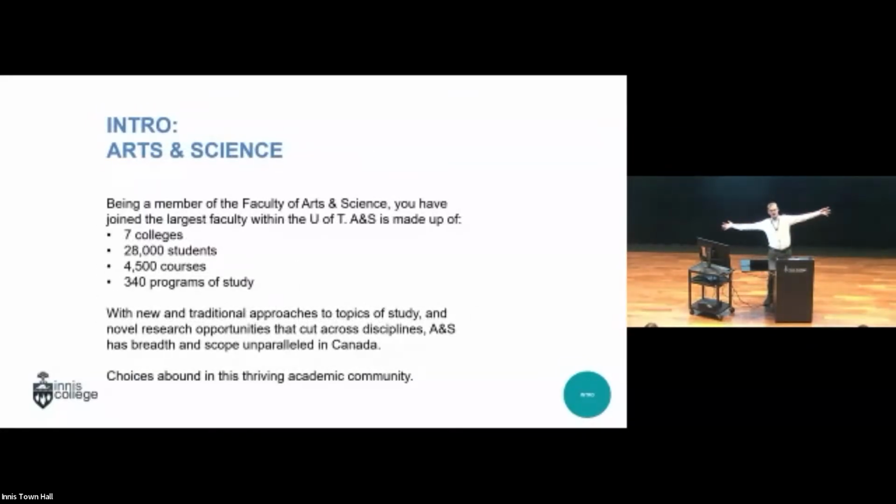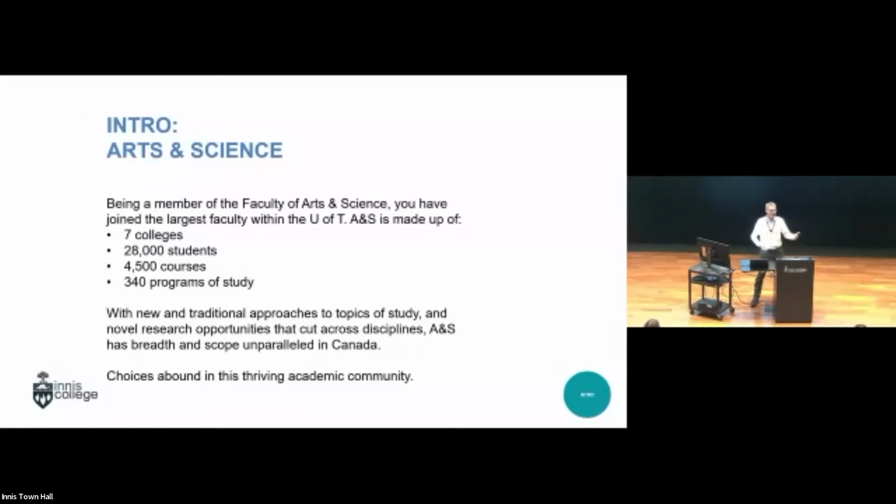If you've joined the University of Toronto, you've also joined a very large faculty. In fact, the largest faculty, the Faculty of Arts and Science, when you accepted your offer. This faculty has 7 colleges. It has 28,000 students. It has 29 academic departments. It's got 45 interdisciplinary units like centers and schools. We offer 4,500 courses a year that belong to 340 programs of study. Again, the point is there's a lot here to choose from. Choices abound in the Faculty of Arts and Science.